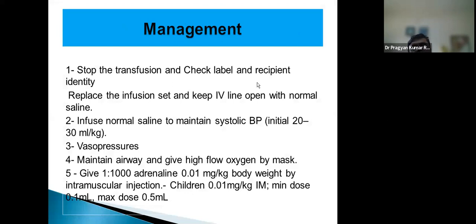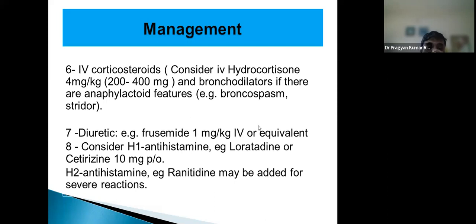Management: stop the transfusion, check the label and recipient identity, replace the infusion set, keep the IV line open with normal saline, and infuse normal saline to maintain systolic BP. Vasopressors, maintain airway, give high-flow oxygen by mask, give 1:1000 adrenaline at 0.01 milligram per kg body weight by intramuscular injection. For children, a little less dose. Consider IV corticosteroids, IV hydrocortisone at 4 mg per kg in pediatrics or 200 to 400 mg, and bronchodilators if there are anaphylactic features. Diuretics can be given to maintain urine output. Consider an anti-allergic H1 antihistaminic like loratadine and cetirizine, or ranitidine may be added for severe reactions.